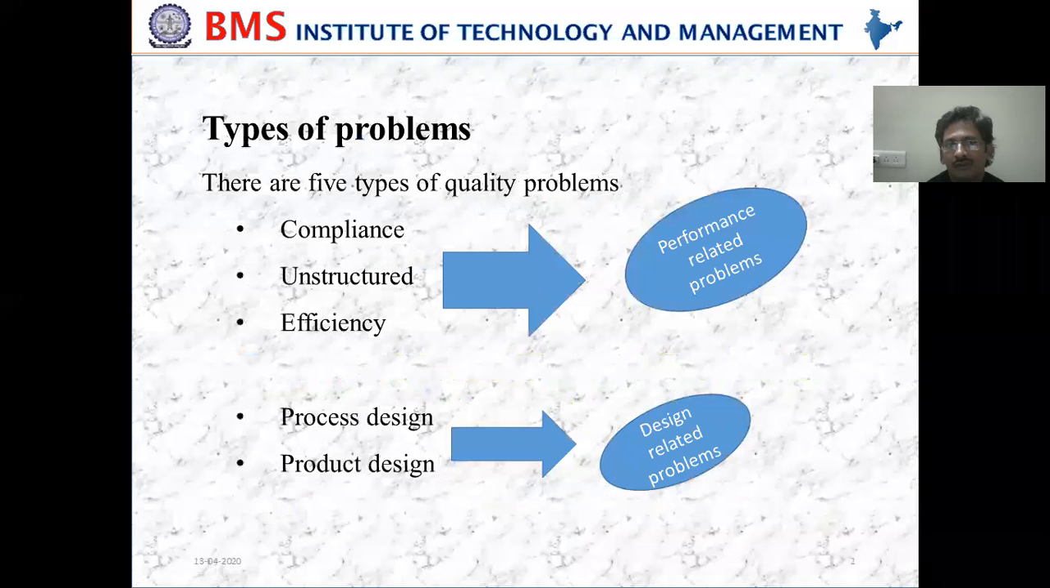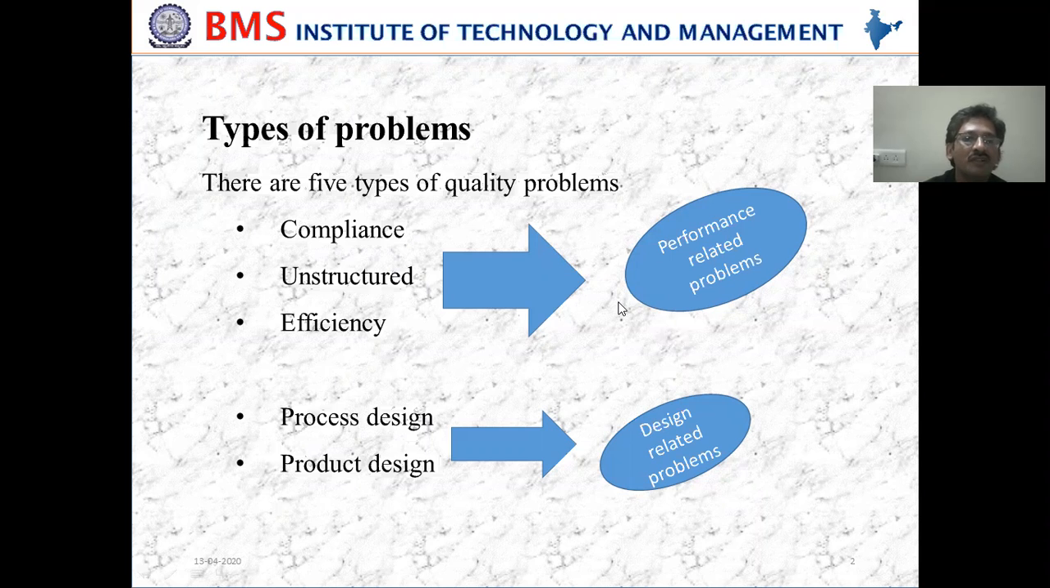Those 5 are compliance problems, unstructured problems, efficiency problems, process design problems, and product design problems. The first three are called performance related problems, and the second two are called design related problems, meaning it may be either a process design problem or a product design problem. So problems are basically categorized into performance related problems and design related problems.